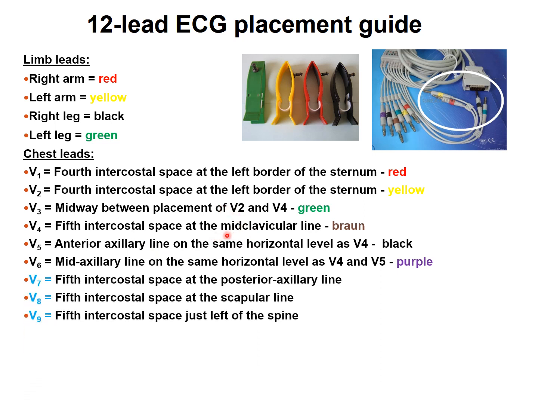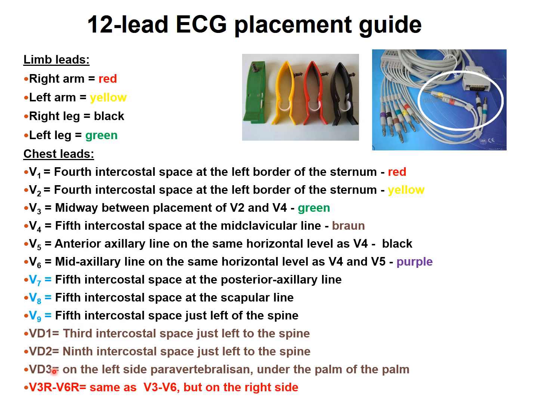This is why, in some cases, in a special clinic, they put 3 further leads. It can be V7, V8, V9 as a continuation of the chest leads, or VD1, VD2, VD3 as paravertebral dorsal leads. And sometimes, if we want to see the right ventricle, they put electrodes toward the right side, and these are measured as V3R to V6R. They are in the same positions as V3 to V6, but on the right side.